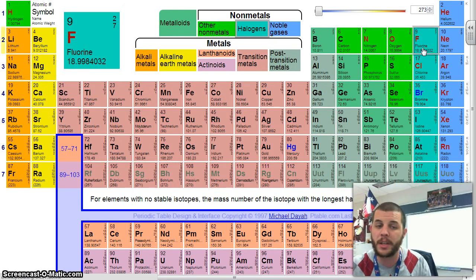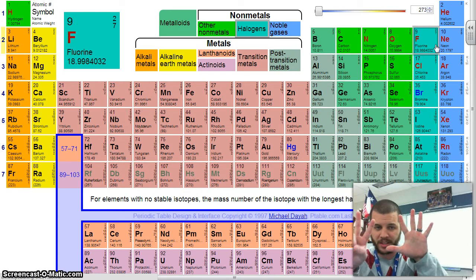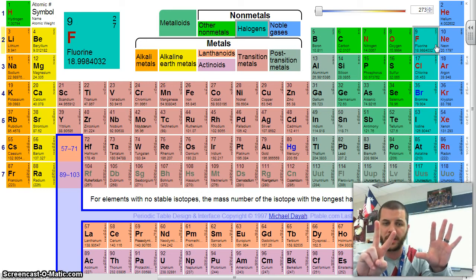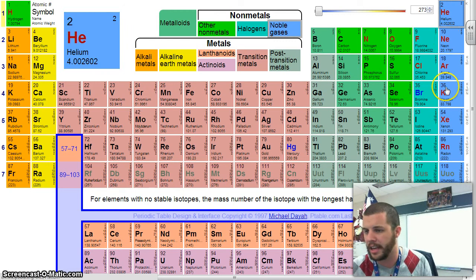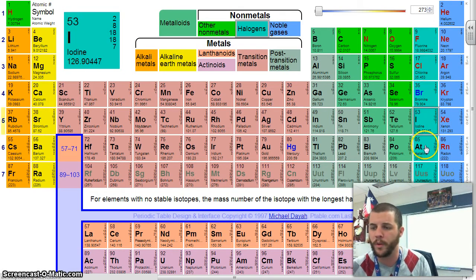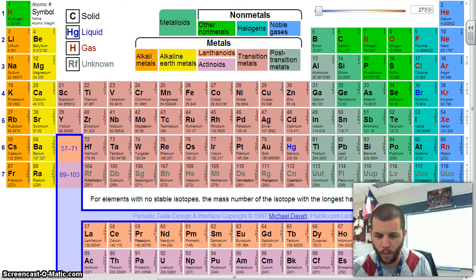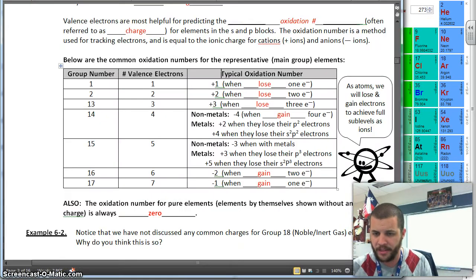Fluorine, chlorine, bromine, iodine, so on and so forth. Anything in group 17 is going to gain 1 electron because they already have 7. Since they already have 7 electrons, they're going to gain 1 so that they can now have 8 electrons and behave like the noble gases. So all of these would form a -1 charge when they are in their ionic form.